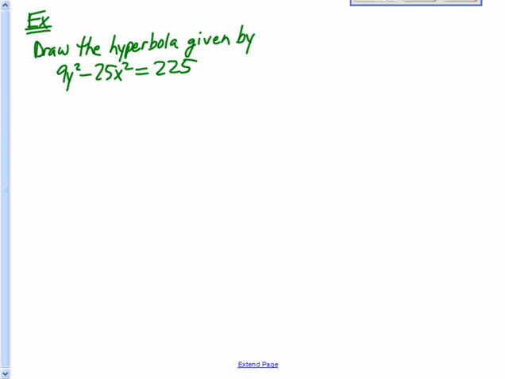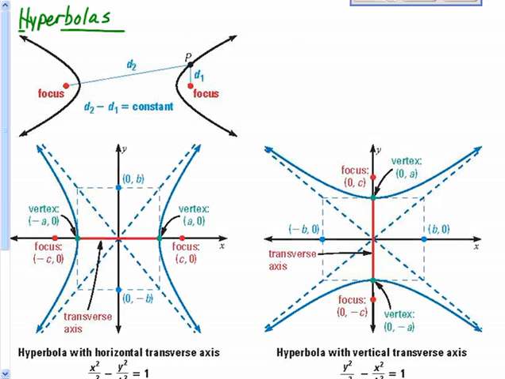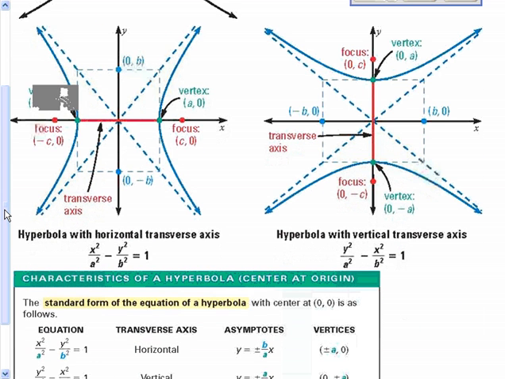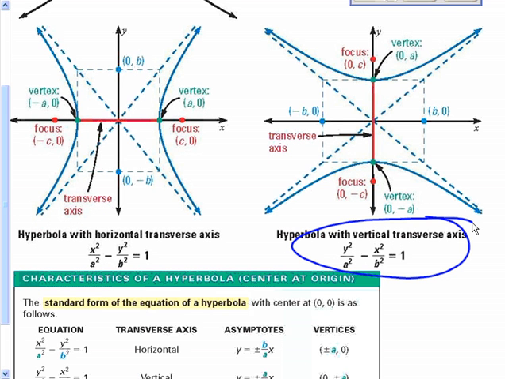Draw the hyperbola given by 9y squared minus 25x squared equals 225. Now notice the y squared is written first, followed by a minus. So you're thinking to yourself, oh, it's got to be where my transverse axis is vertical. That's where my transverse axis is vertical. So let's go back to this one. I'll show you the little picture here: hyperbola with vertical transverse axis right there. So we're looking at that picture right above there.